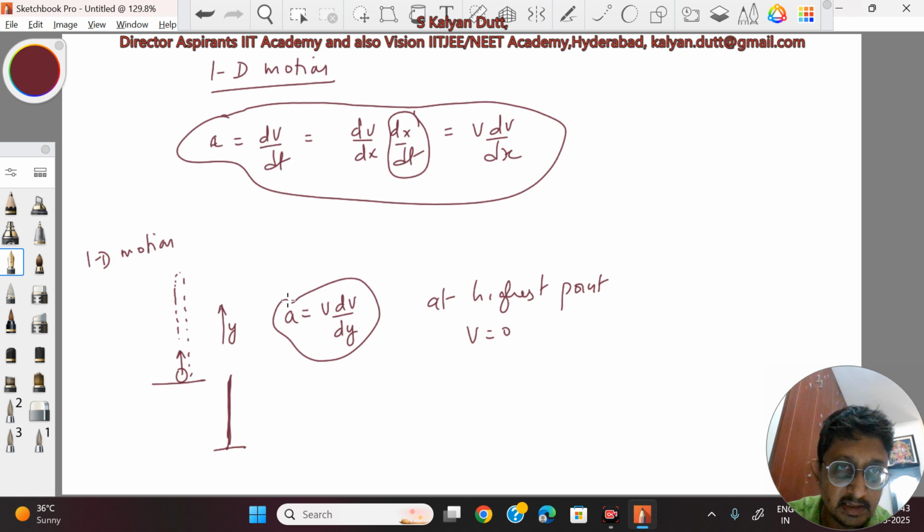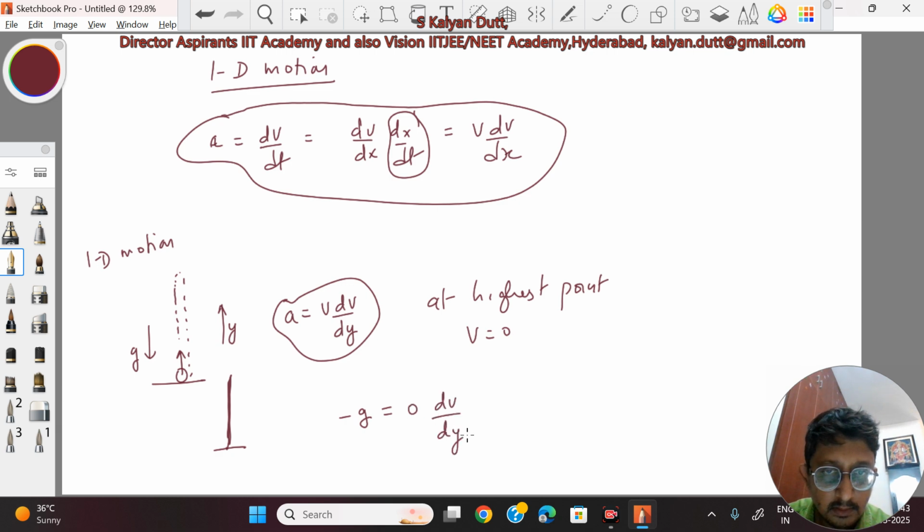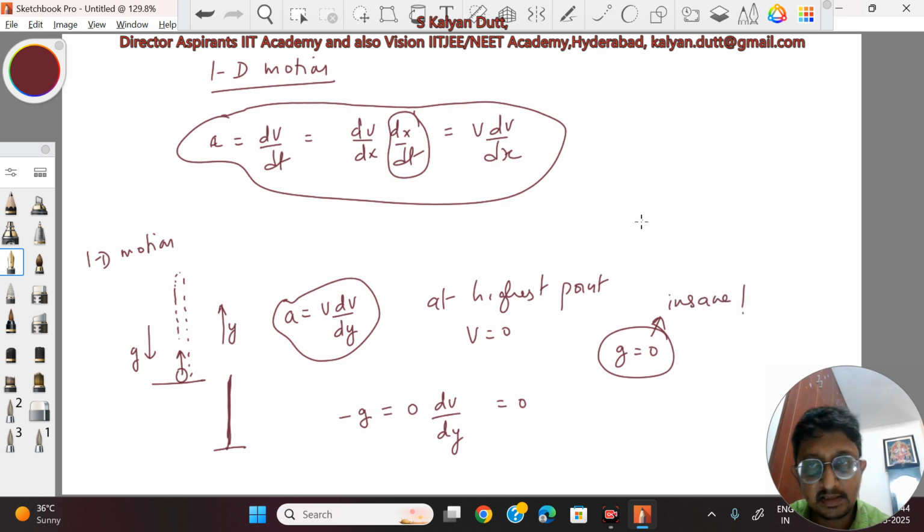So I can use this relation at any point during the motion. If I use it at the highest point, this motion is happening under gravity g. So a happens to be minus g because I took positive y-axis up, and v is 0. So it looks like you are getting g as 0, which is absolutely insane. Something is fishy here. We know that g is roughly 9.8 meter per second square, or you sometimes take it as 10 meter per second square, but g is 0. How would you explain this? Where is the mistake?